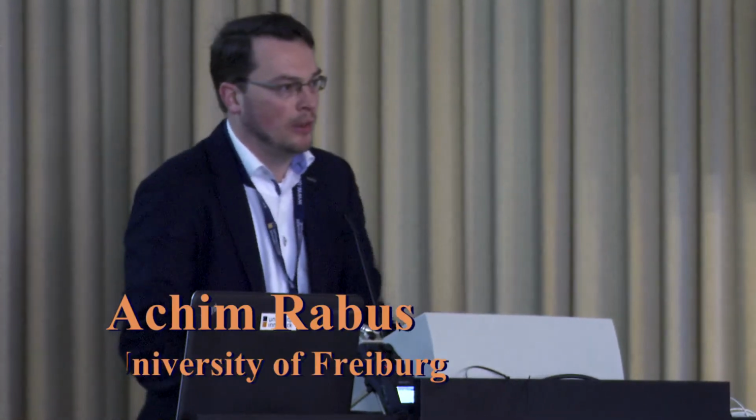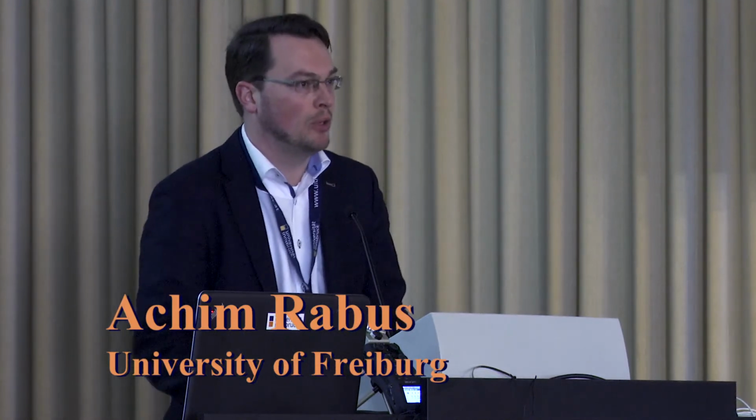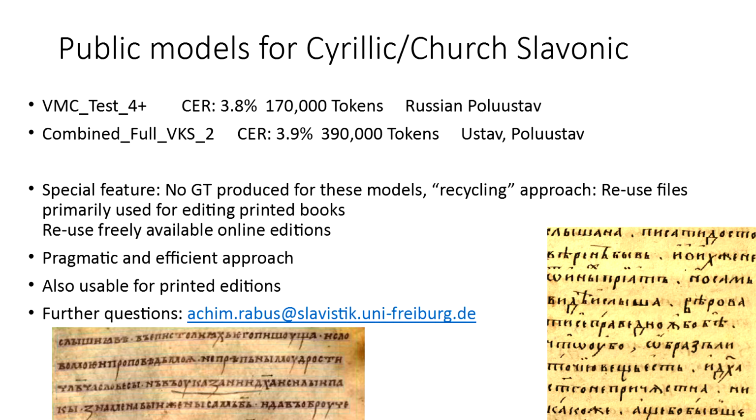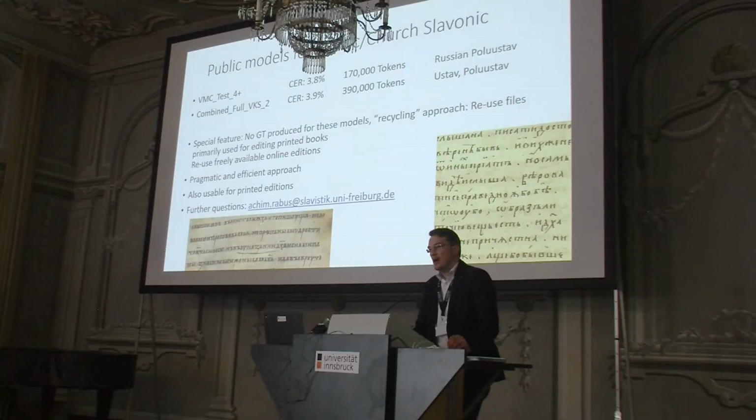All right, I'm a Slavist and I'm interested in Church Slavonic. Maybe not very many in the audience are interested in Church Slavonic, but I would like to propose a specific workflow for producing these models. I have two generic models. The first one is for Russian so-called Polu Ustav, which is for 15th, 16th century writing. The CER of the model is 3.8%. I used 170,000 tokens for training. And the second one is a really generic model with more or less a similar CER, but considerably more tokens in training data, almost 400,000 tokens.